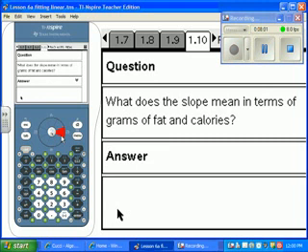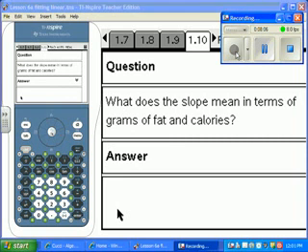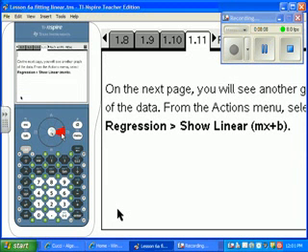Perfect, Dan. Say it again. As fat increases, calories increase. Good. Type that in. Okay, so let's move on to the next one.